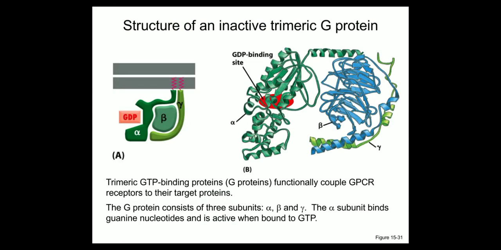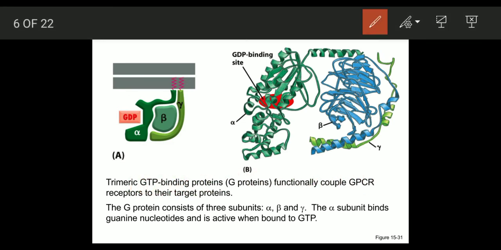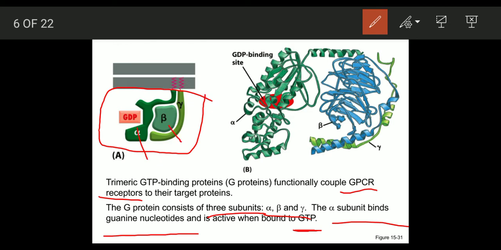Now let's see the structure of the inactive trimeric G protein. A trimeric GTP binding protein, that is the G protein, functionally couples GPCR receptors to their target proteins, as we have already discussed. That is why it is called GPCR. The G protein consists of 3 subunits: alpha, beta and gamma. The alpha subunit binds guanine nucleotides and is active when bound to GTP. Very important here, guys.